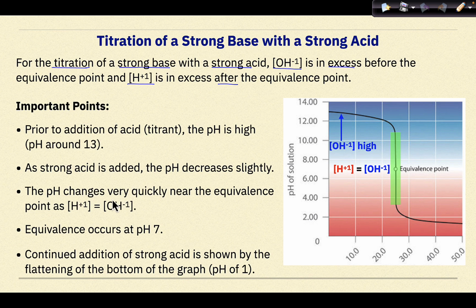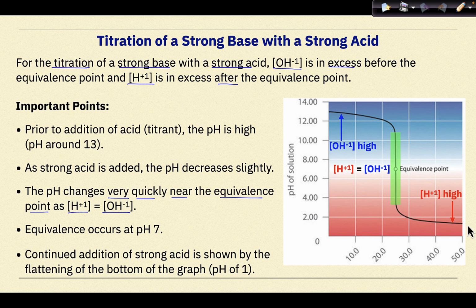The pH changes very quickly near the equivalence point as the hydrogen ion concentration equals the hydroxide ion concentration. Again, we can see this in our highlighted green area on our graph where hydrogen and hydroxide concentrations are equal to each other. Equivalence occurs at pH 7. Again, we have that point here on our graph. And continued addition of strong acid is shown by the flattening of the bottom of the graph around pH of 1.